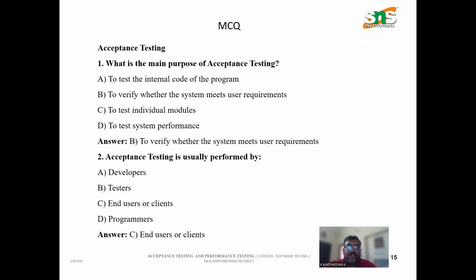So this is my MCQ. What is the main purpose of acceptance testing? To test the incremental code program to verify whether the system meets requirements, or to test the individual modules, or to test the system to verify whether the system meets your requirements. Acceptance testing is usually performed by: developer, tester; end user and client; programmer; end user and clients.